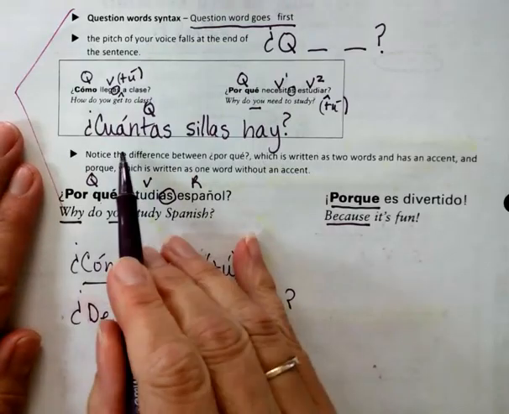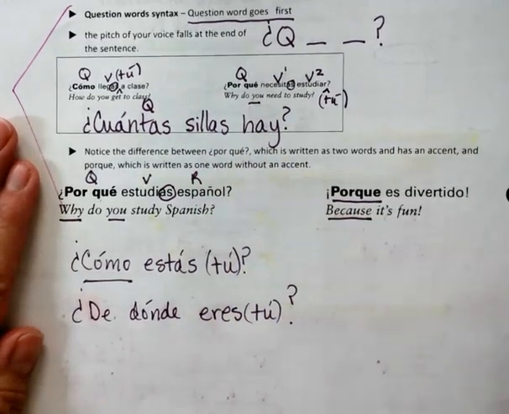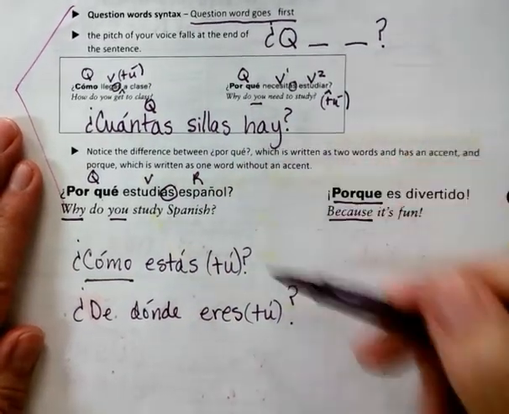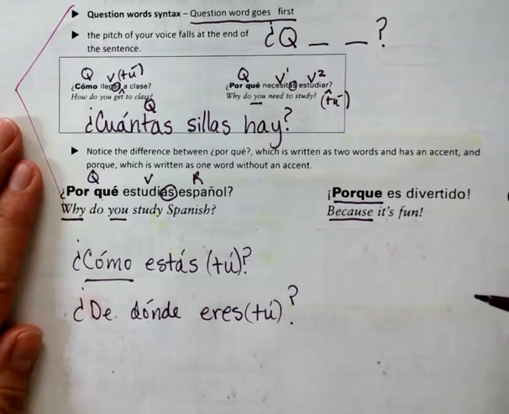And then, of course, we had the how many chairs are there? So we already have seen many times that when we ask with a question word, we start with the question word or phrase at the beginning.